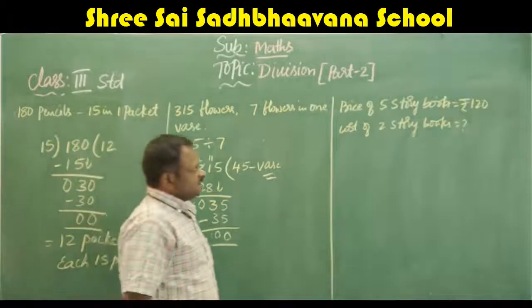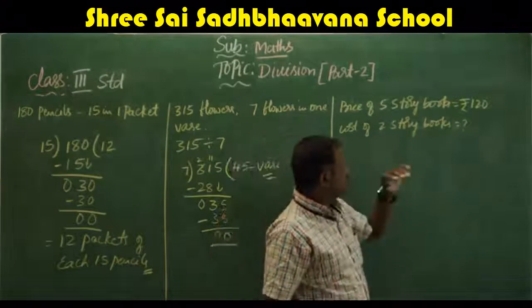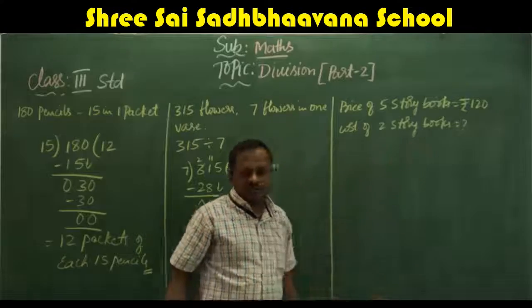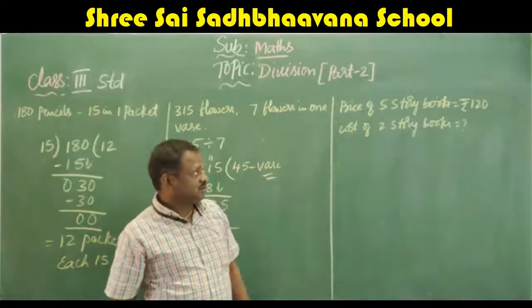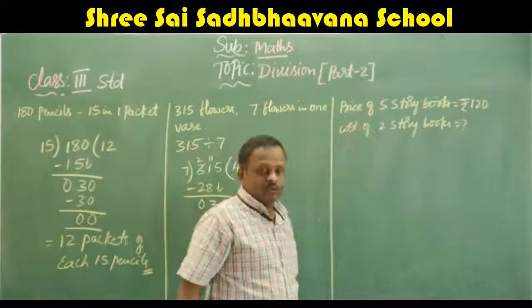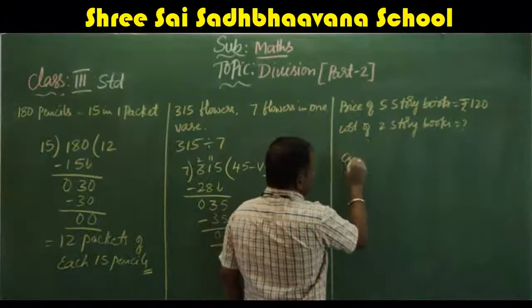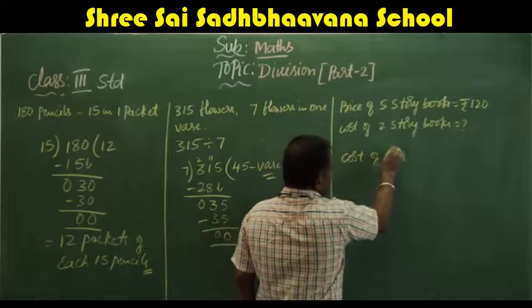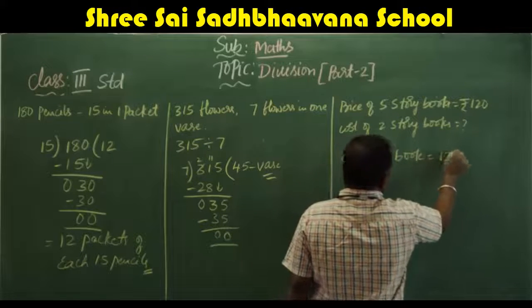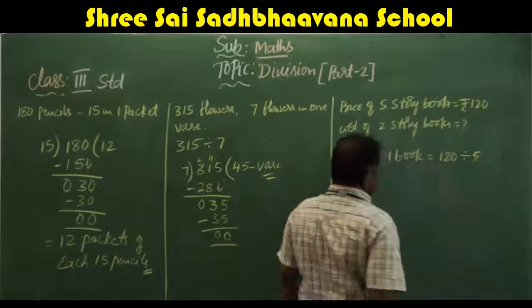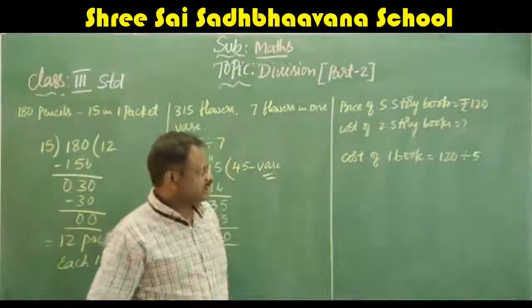Okay, come to here. Price of 5 story books is rupees 120. Then cost of 2 story books, how much? First you find the cost of one book. So cost of one book is equal to, how will we find out? 120 divided by 5.